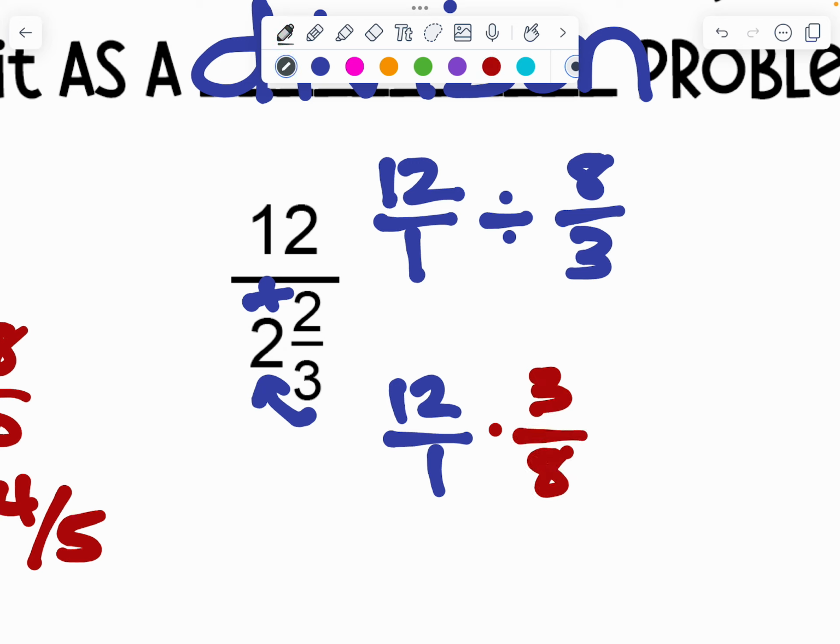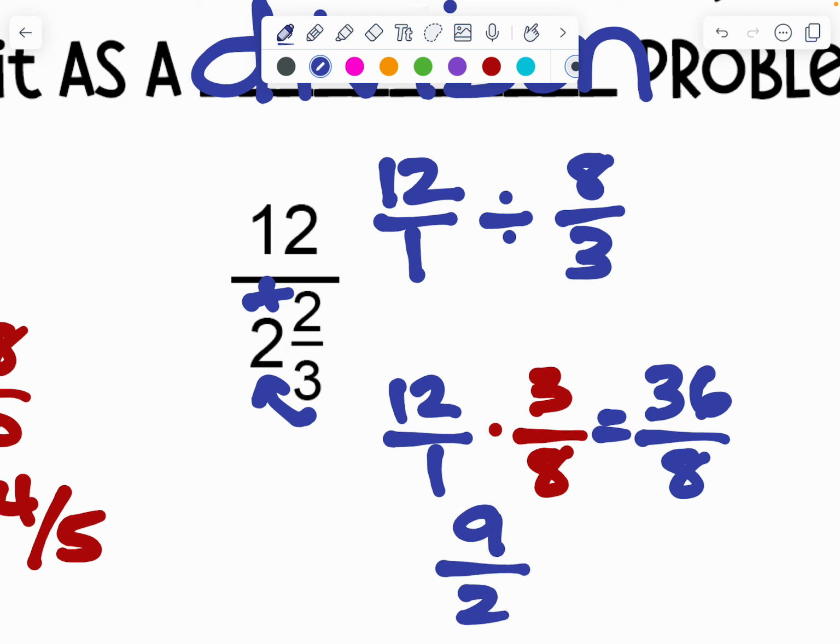Oh yeah, I could cross cancel on this one too. 36/8. Oh my goodness, I know 4 goes into both of those. 4 goes in there 9 times, 4 goes in there 2 times. Or we can simplify that to 4 1/2. Yeah, 4 1/2.